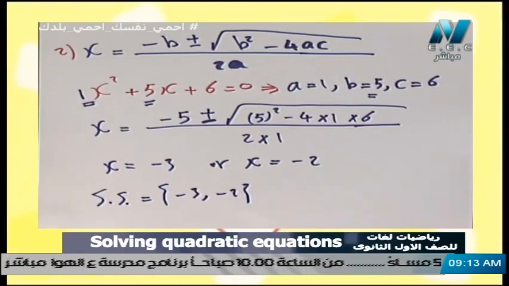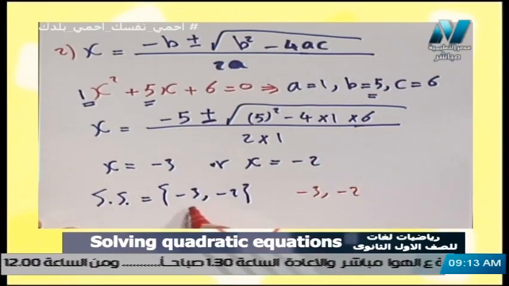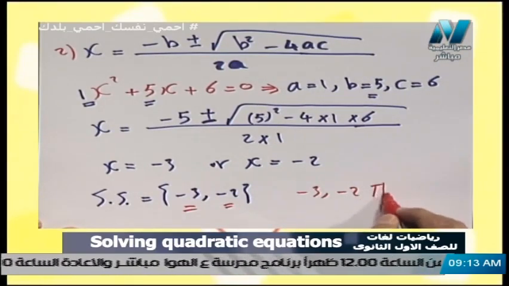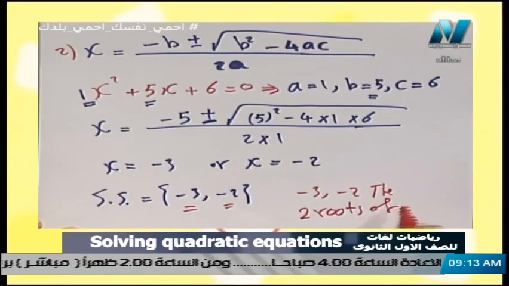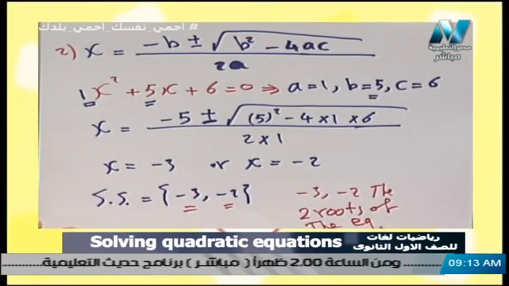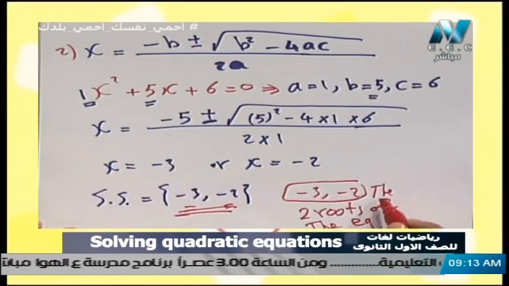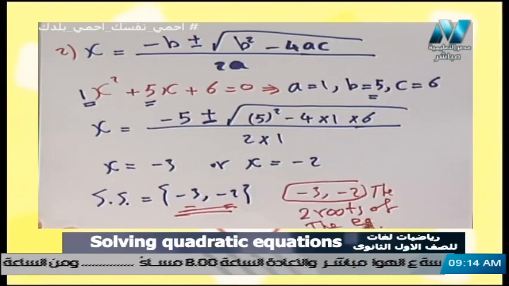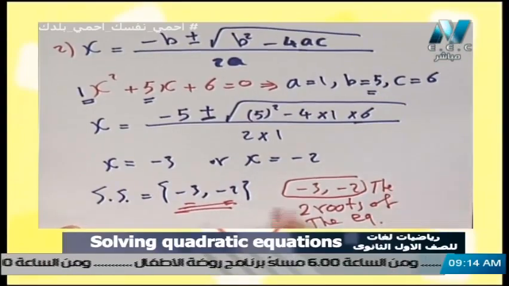Pay attention, my dear students, that negative 3 and negative 2, which are the solutions here, are the two roots of the equation. We call them the roots, or the two roots, of the equation. The two roots of the equation have the same meaning as the solution set. Okay? Let's move to another question here.